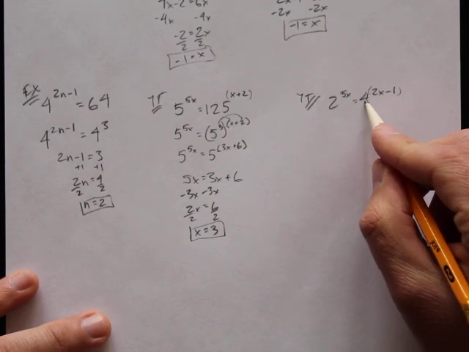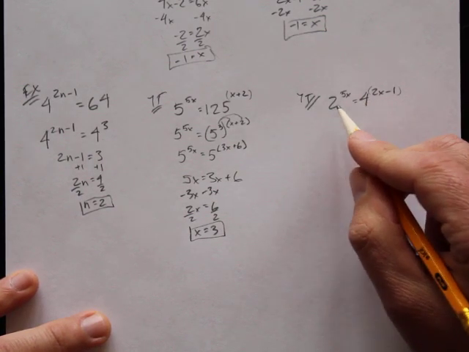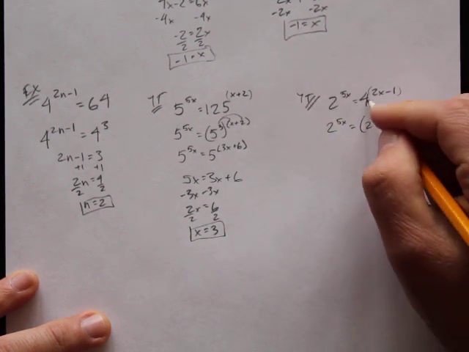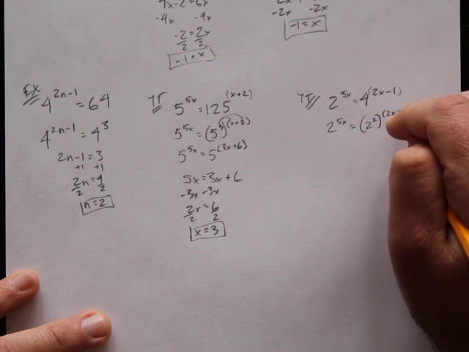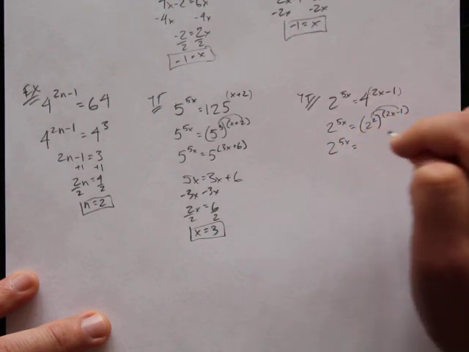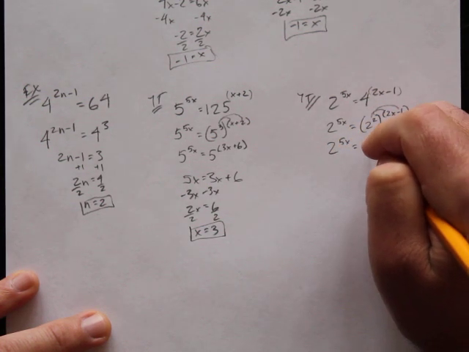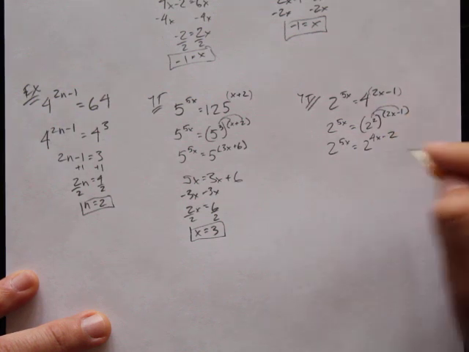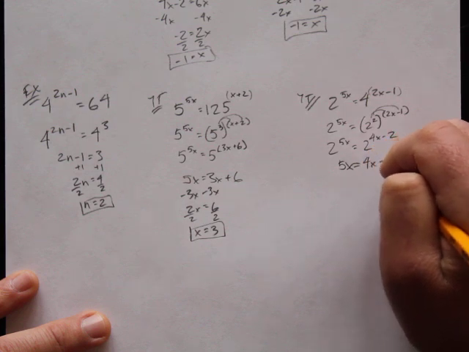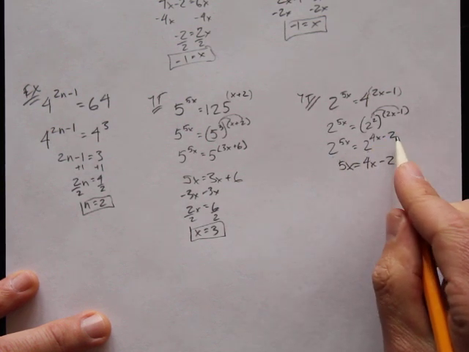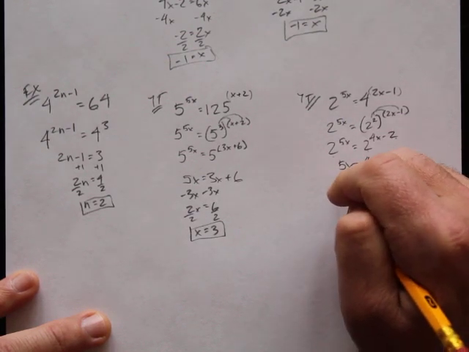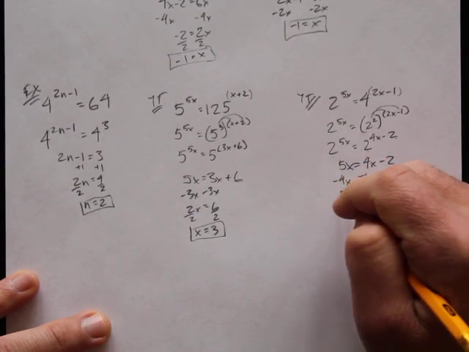Let's see, I'm going to change this 4 to the base of 2. So 2 to the 5x equals 2 squared, which is 4, raised to the power of 2x minus 1. Distribute this 2. 2 to the 5x equals 2 to the 4x minus 2. Ignore the 2's. 5x equals 4x minus 2. Well, the 2 is in the bases. I'm not going to ignore that 2, right? That's part of what we're working on. Subtract 4x from both sides. x equals negative 2.